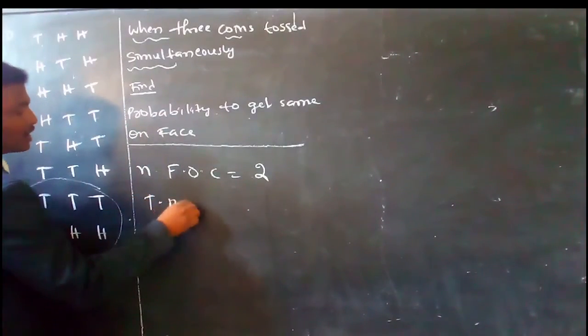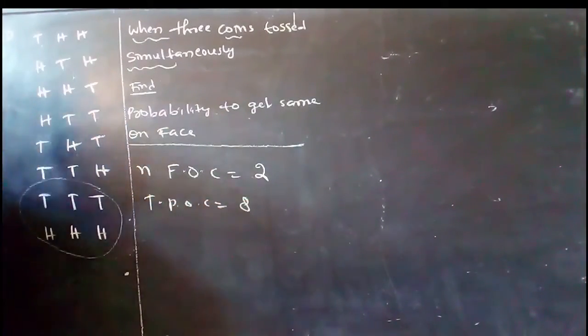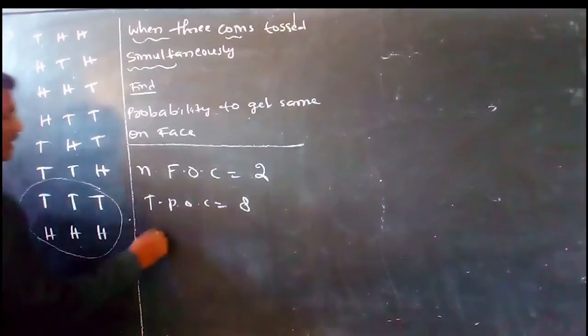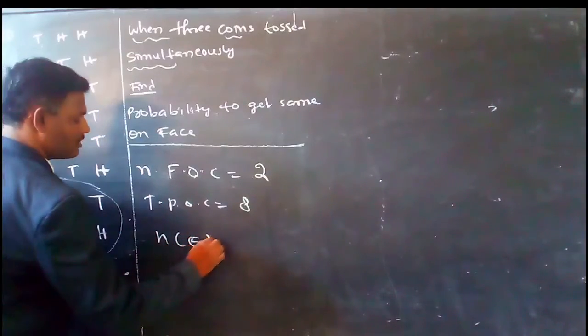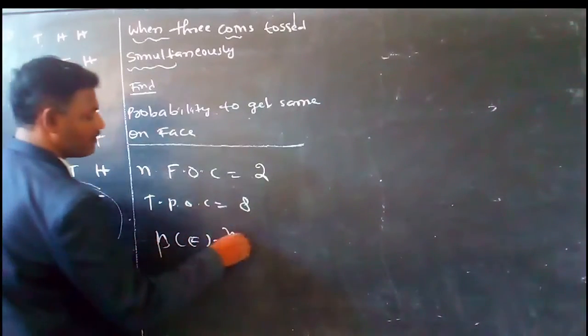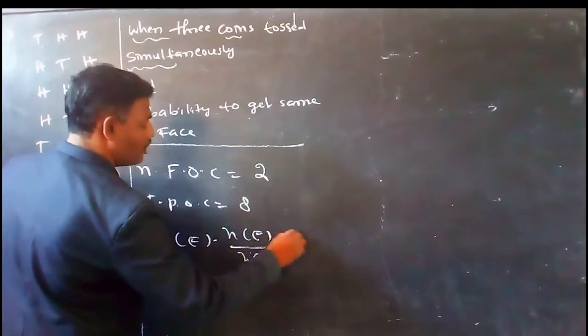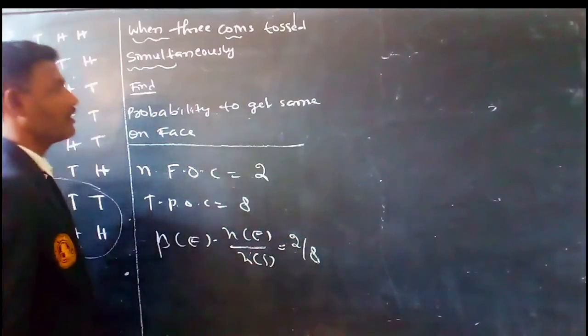Then the total possible outcomes is equal to 8. So out of the 8 possible outcomes, 2 satisfy the given condition. So P of E is equal to N of E by N of S, which is equal to 2 by 8.